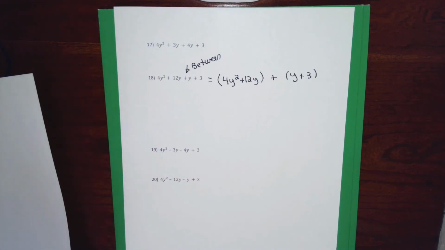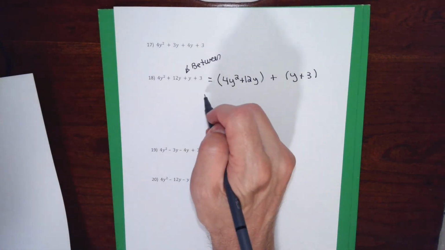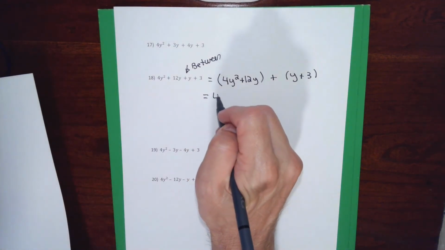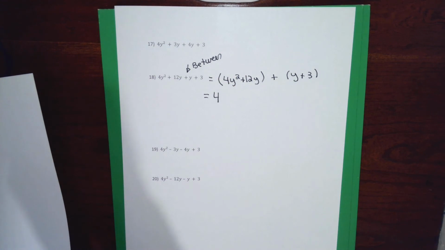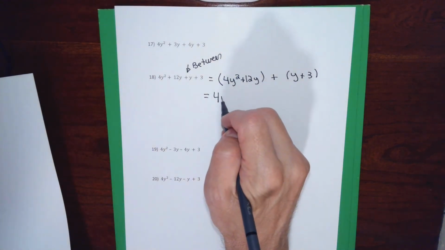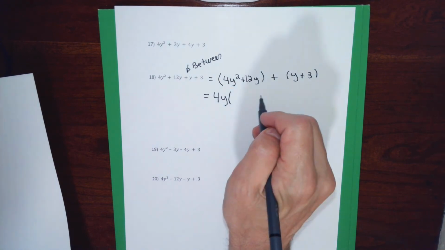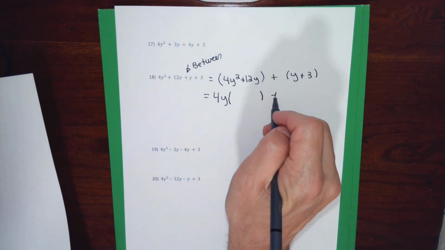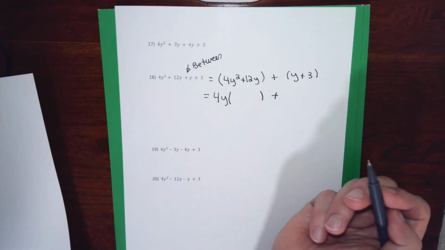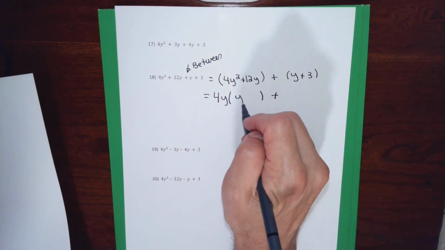First parentheses, the biggest number that divides evenly into 4 and 12 is 4. I'm going to put a 4 in front of that parentheses. Both terms have a y. I'm going to take the smaller exponent of y to the first. I'm going to divide by 4, take a y away, and be left with y plus 3.